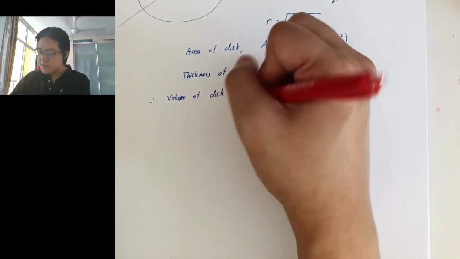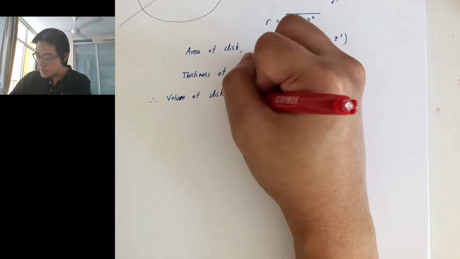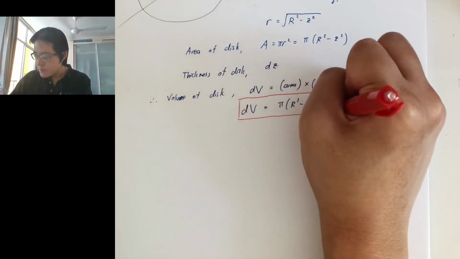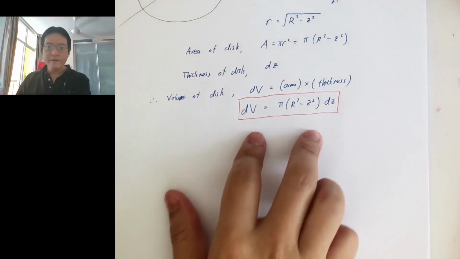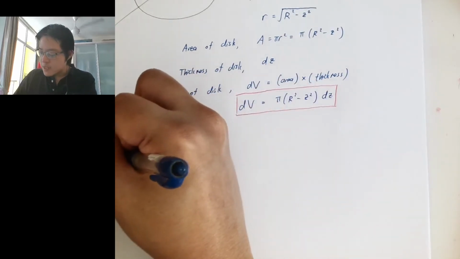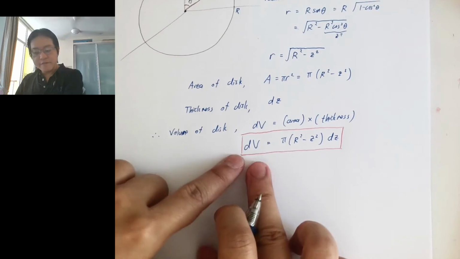So we are going to use this later, so I will keep this in mind and draw a box around it so it's easy to find later. This is the infinitesimal volume of the disk. Now what we want to do is check our concept, right? So this is the infinitesimal volume.